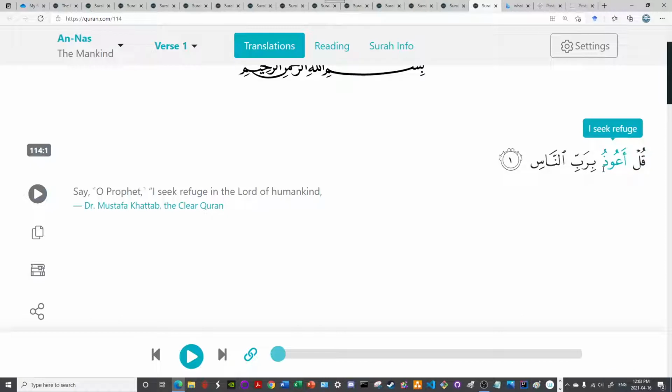أعوذ. And this is a verb conjugated for I, because it has a hamza here, and as you can see, I seek refuge. This is what the verb means, I seek refuge.